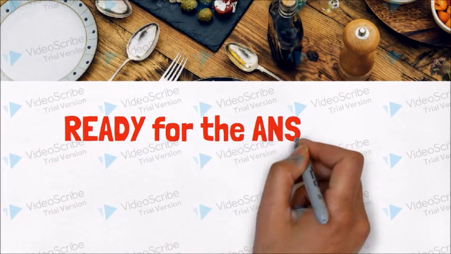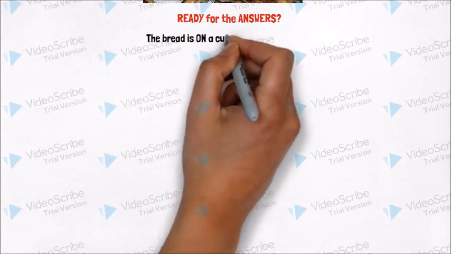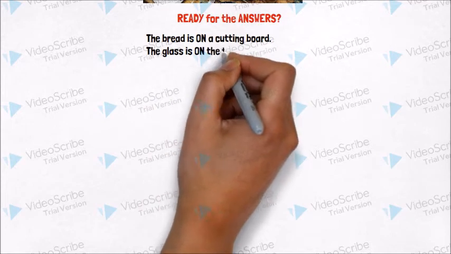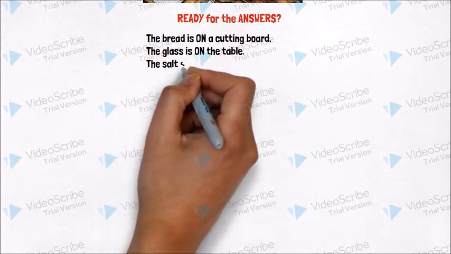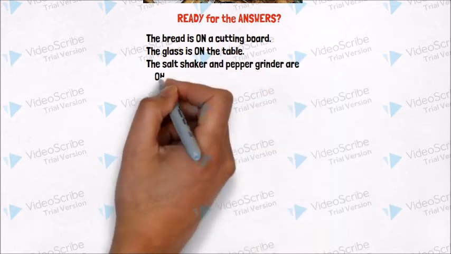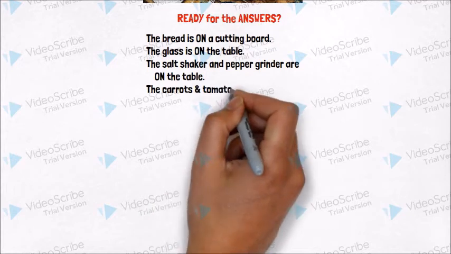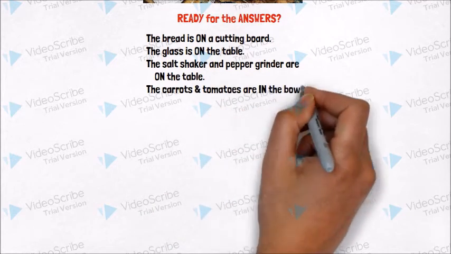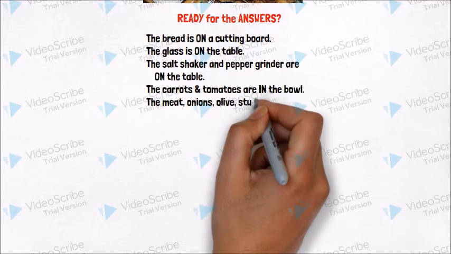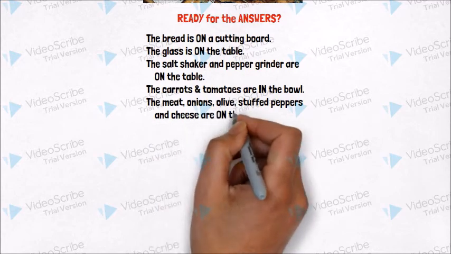Are you ready for the answers? Okay, here goes. The bread is on the cutting board. The glass is on the table. The salt shaker and pepper grinder are on the table. The carrots and tomatoes are in the bowl. The meat, onions, olives, stuffed peppers, and cheese are on the charcuterie board.